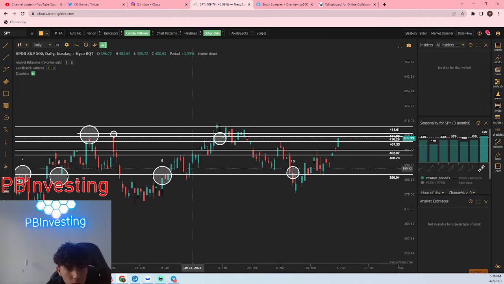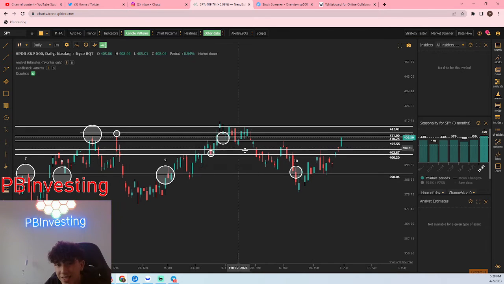1, 2, 3. Once we broke over it, what happened? The resistance became support and we bounced off of it right here. This resistance became support on this retest. That's key.